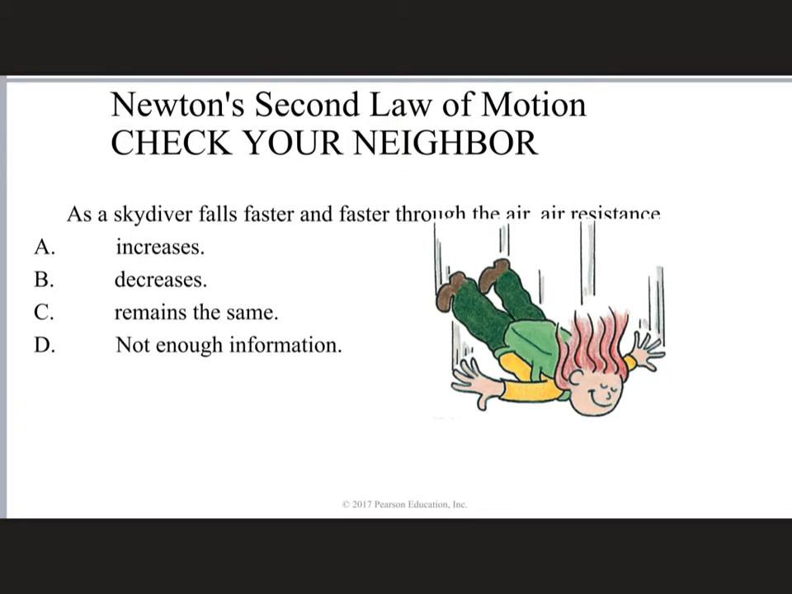Okay, here is another example question. As a skydiver falls faster and faster through the air, the air resistance A increases, B decreases, or C remains the same. Well, we know that the answer is that it's going to increase. As you go faster and faster, the air resistance increases. Now, once you reach that terminal velocity, you're no longer going faster and faster. The air resistance keeps the same amount. But as you're going faster and faster through the air, the air resistance is going to get bigger and bigger.